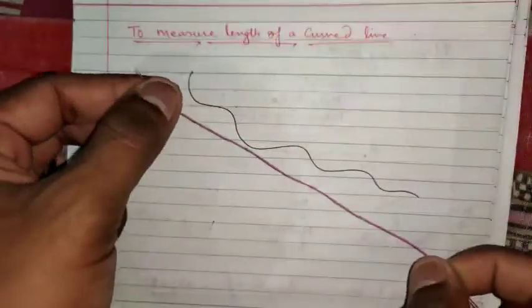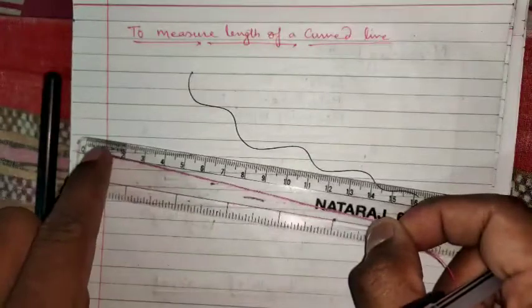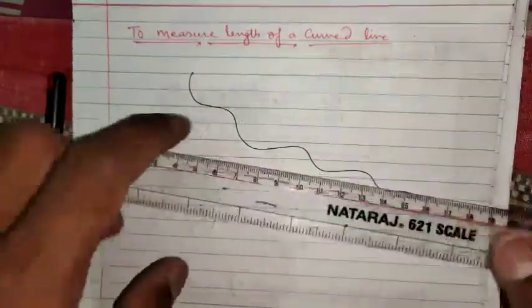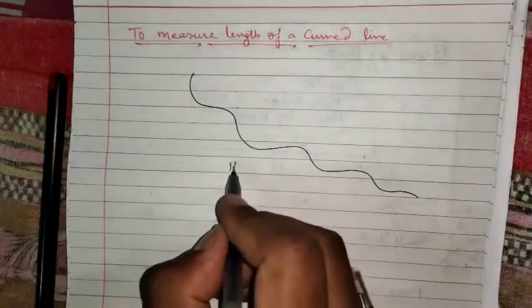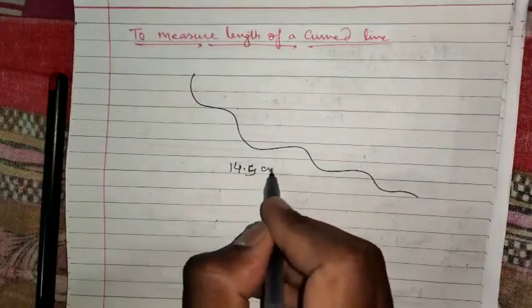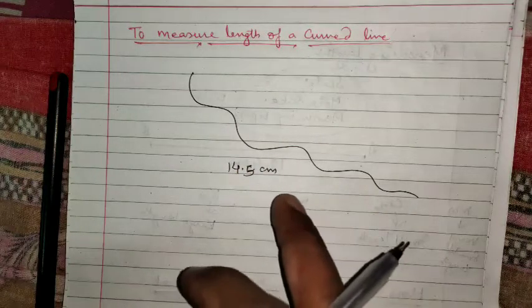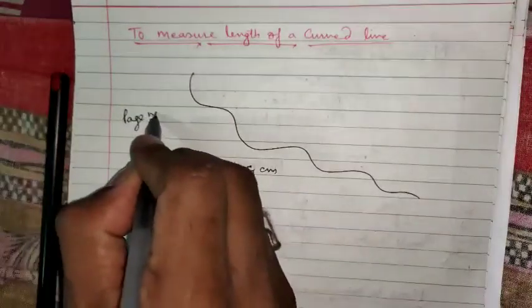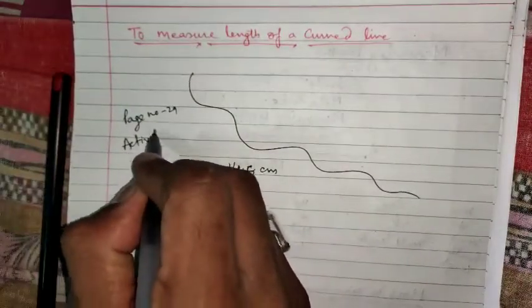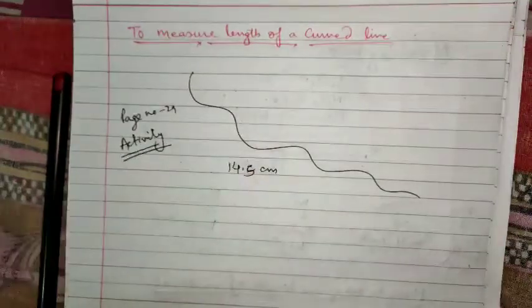In a small part, we can measure the length of a curve by using a thread. Suppose by using a thread we have measured the length of the curved line. Then we have to measure it again on a scale. We put it at 0, and it is around 14.5. Then we can say that this curve measures 14.5 centimeter. Hope that this process is clear to you, and you can see page number 29, where an activity is given for measuring the length of a curved line.